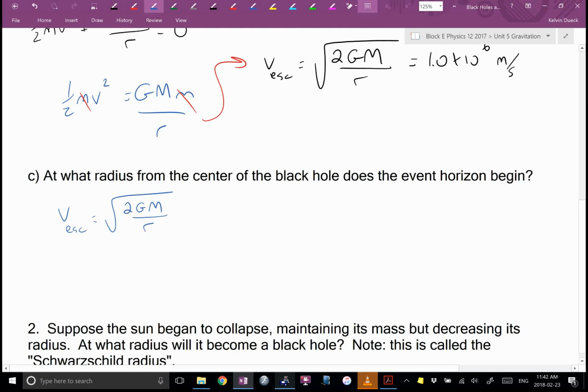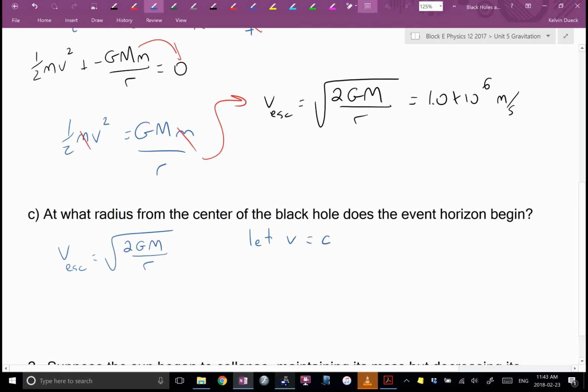Write that down. All we're going to do is let v be the speed of light and solve for r. That's going to be where the event horizon begins. So I'm going to get a slightly different equation. I'm going to get C equals the square root of 2 big G big M over R. Remember that from last year? The speed of light is symbolized by a letter C because it's the constant.